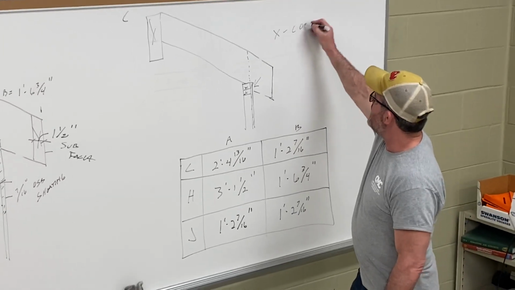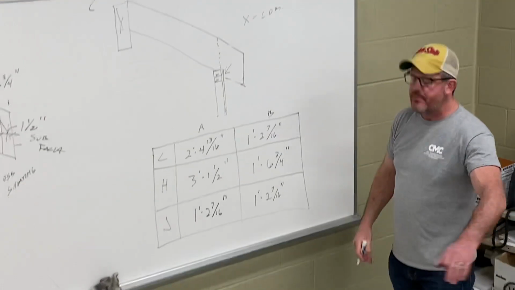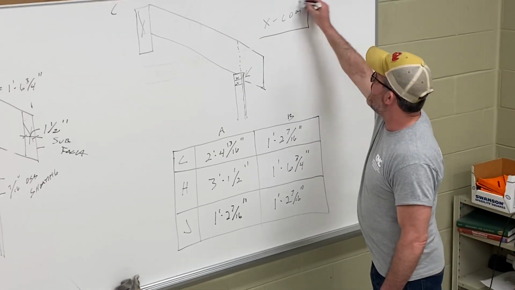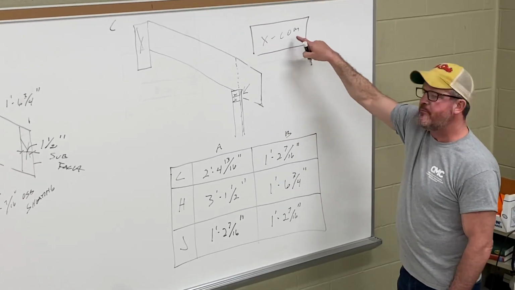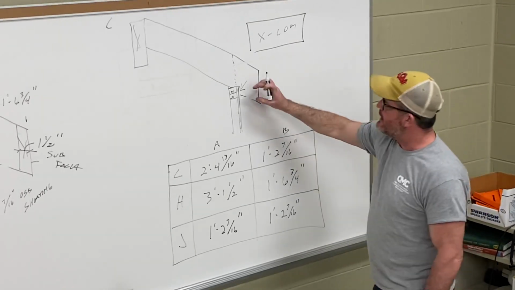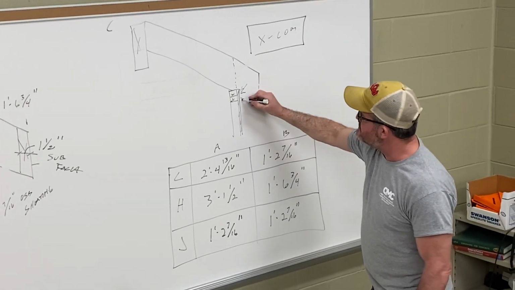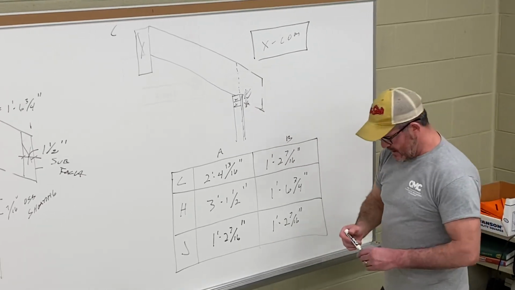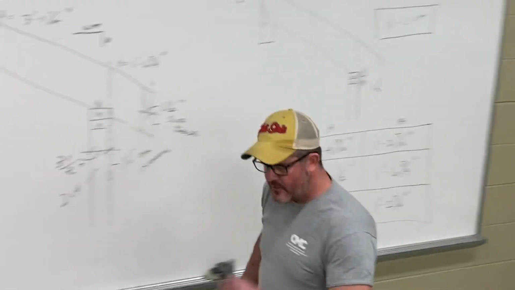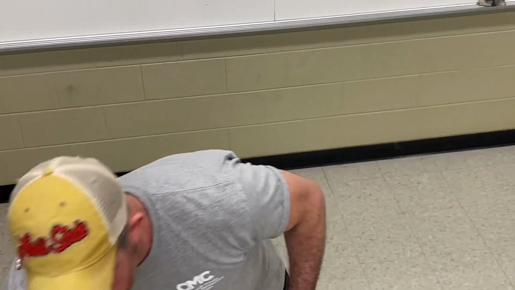So in order to lay out my run cut for my hip, I have to determine my X-com. It's my X, my unknown, from my common. And again, it's that dimension from there to there. What is that? Well, let's go back to our common and find out. Come on down, bud.